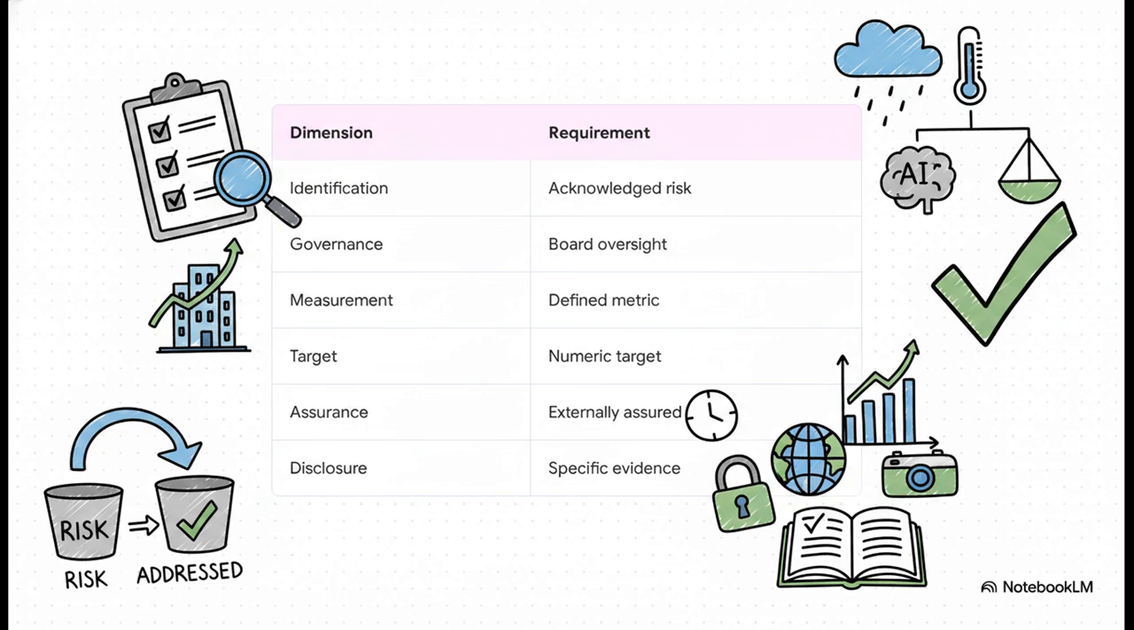This means a firm gets 0 credit for simply tossing the phrase climate change into a glossy brochure. To move a risk into the addressed bucket, they must mathematically prove they have the governance and targets to handle it across all 6 of these dimensions.